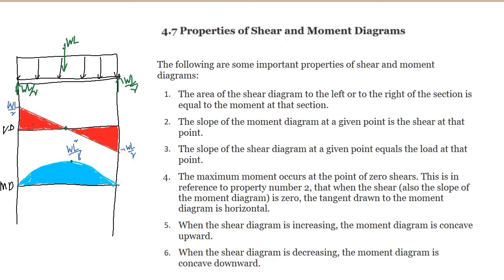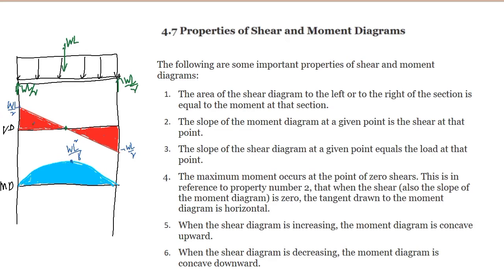Now, the area of the shear diagram to the left or to the right of the section is equal to the moment at the section. So this area here is WL squared over 8, and this is equal to that moment. And this area here is also WL squared over 8, and this is equal to the moment.